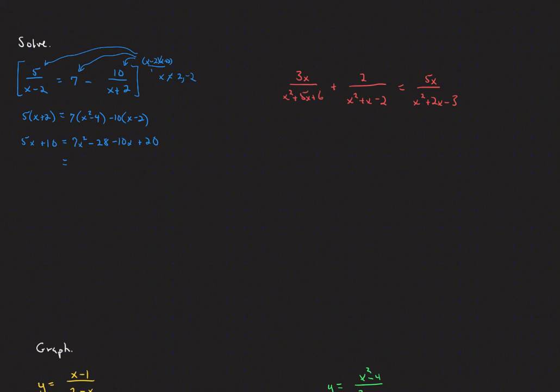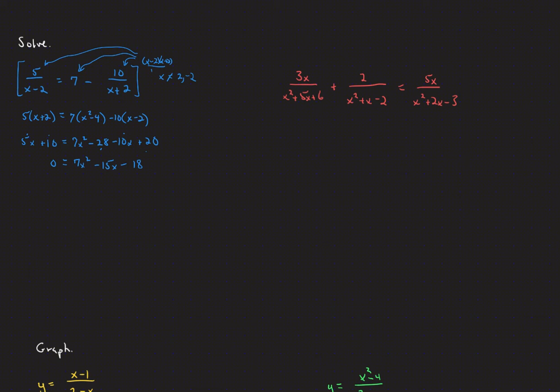So it looks like the x squared is going to be on the right side. So we'll leave the x squared term there. When we subtract the 5x from the minus 10x, that will be a negative 15x. The negative 28 and 20 is negative 8. We'll subtract another 10 and get to a negative 18.